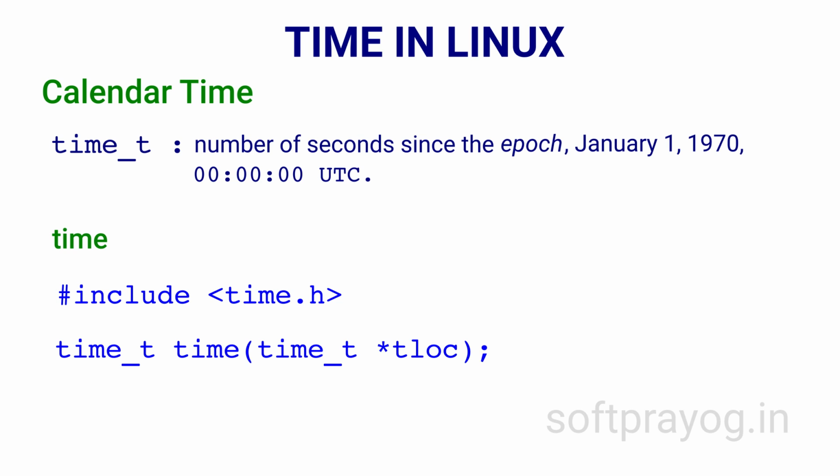The time system call takes an argument which is a pointer to time_t. If this argument is not null, the time is also stored in the location pointed to by this pointer. However, the recommendation is to always pass null as the argument and use the returned value as the time.